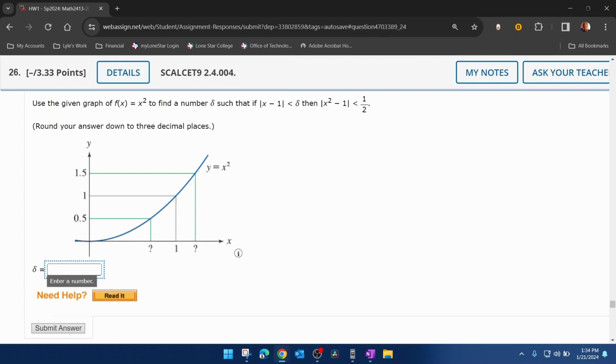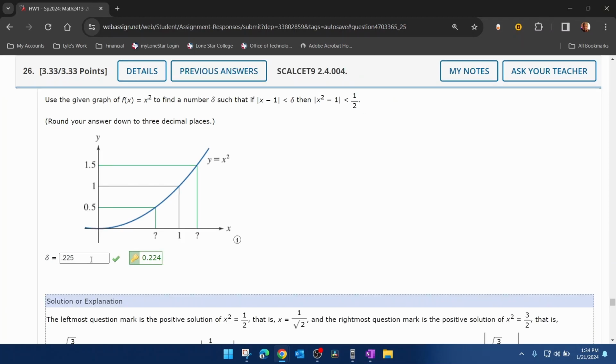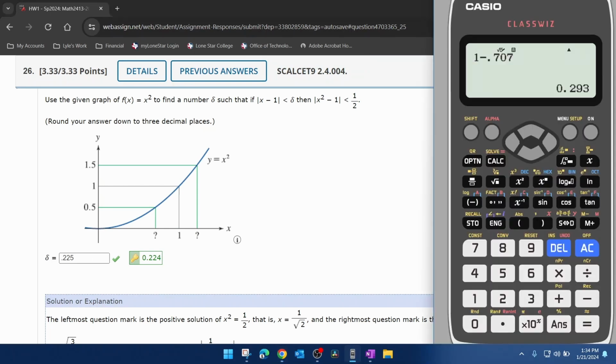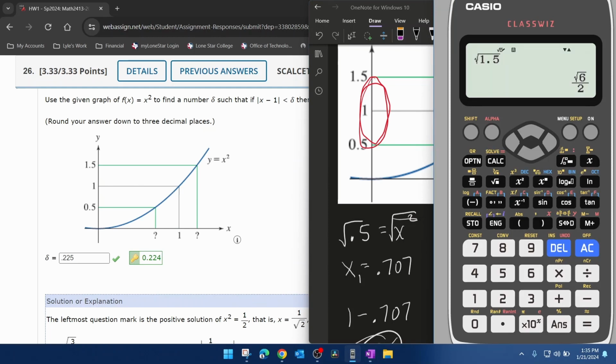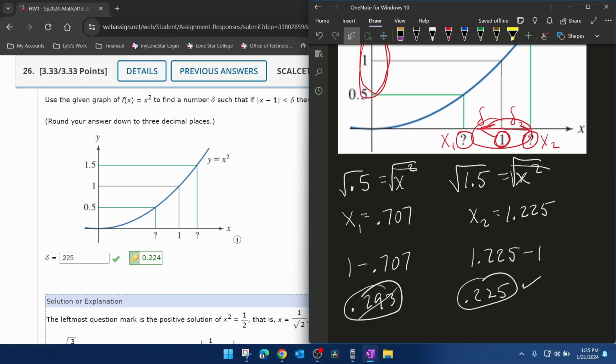All right, 0.225. WebAssign says 0.224. I'm pretty sure that I did that calculation correctly. Let me check. Making my scratch work. The square root of 1.5, square root of 6 over 2, and if you round that to 3 decimal places, that's 0.225. All right, so here's why I think WebAssign gave 0.224 when really the rounded answer, 0.225, was counted correct, but they gave us the other number. Here's what I think happened.